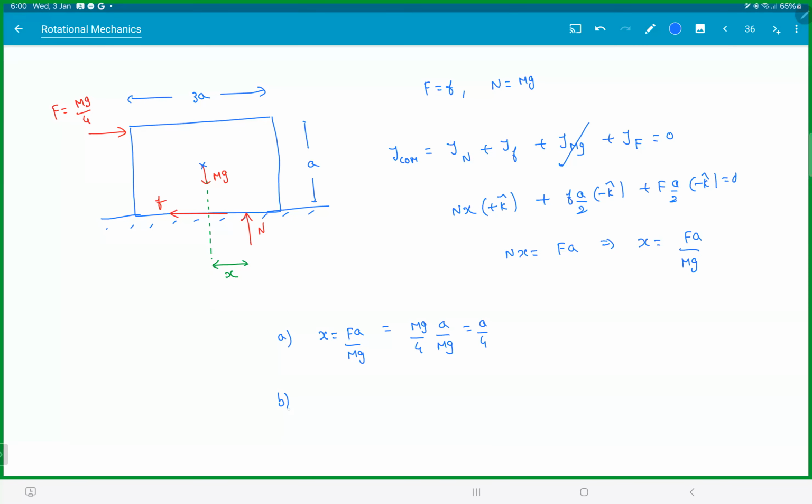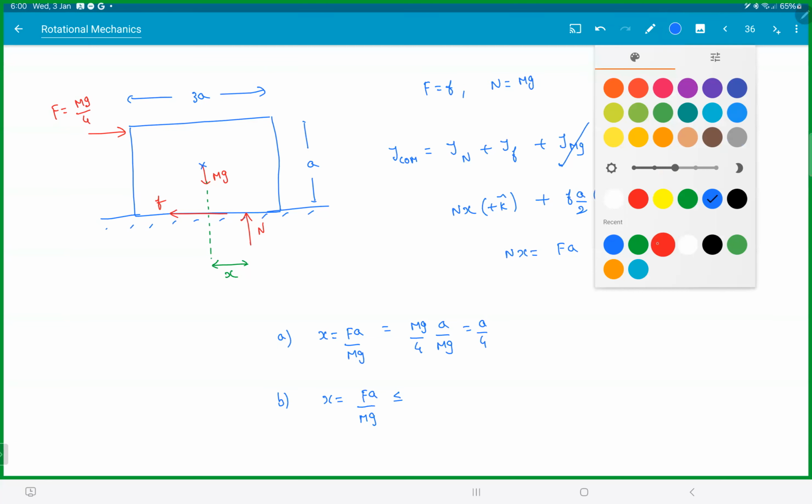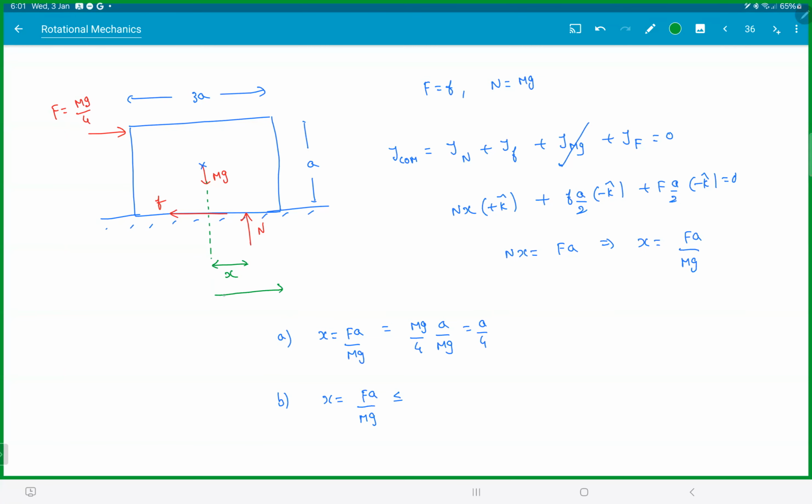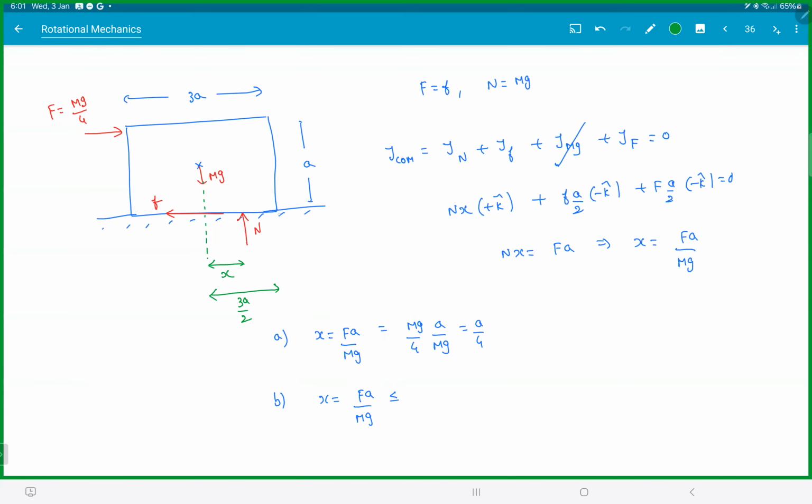You said the maximum F, right? So X is equal to FA by mg. Tell me one thing: what is the maximum value that X can have? A by 2, or 3A by 2? Oh, absolutely A by 2. So X can't exceed A by 2, right?